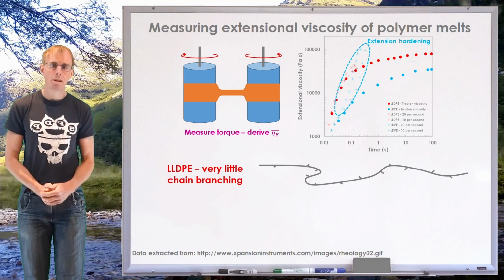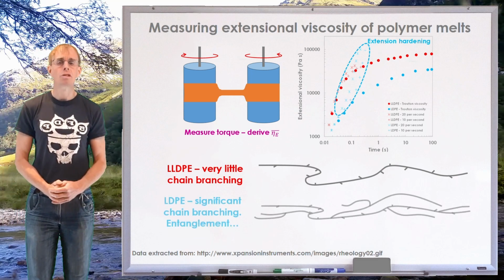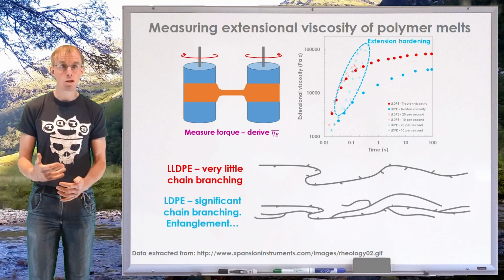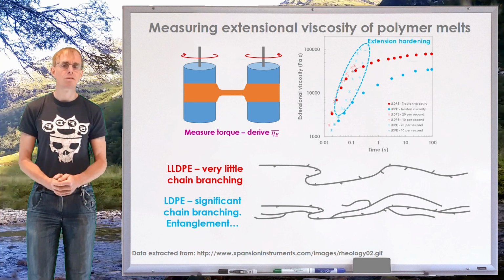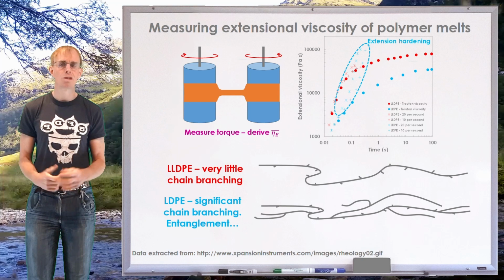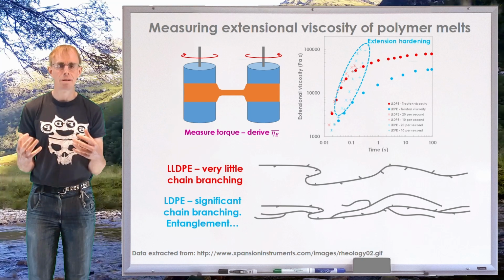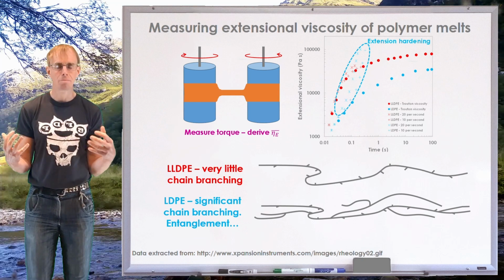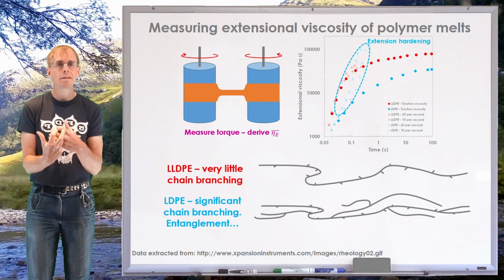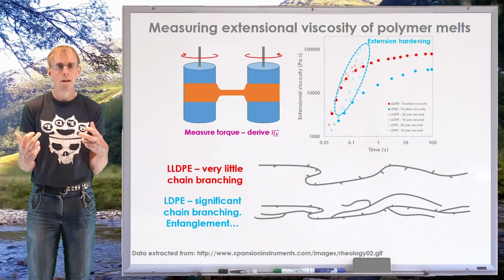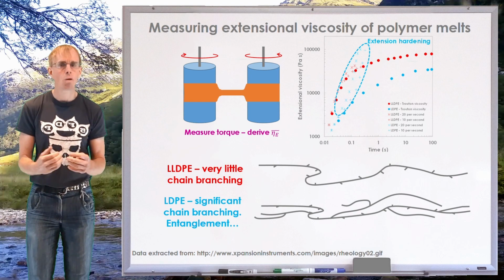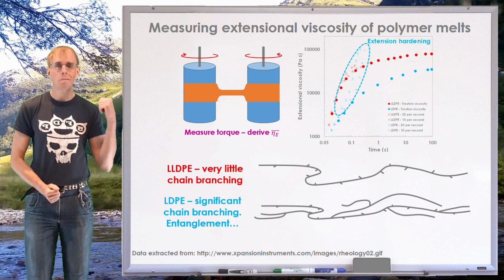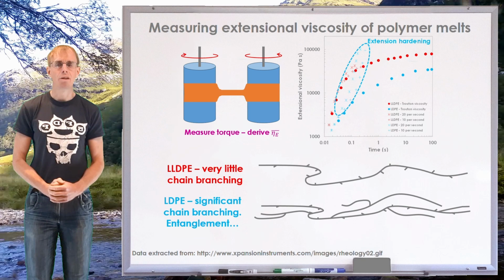However, if we've got low-density polyethylene, which was the original polyethylene that was first developed in the 30s, it has significant amounts of chain branching on it. And so imagine we've got a load of low-density polyethylene molecules together. They're going to entangle very, very fast. And the more we try and extend, the more the entanglement becomes, and that is the origin of this extension hardening that we can measure with one of these SER3 tools.